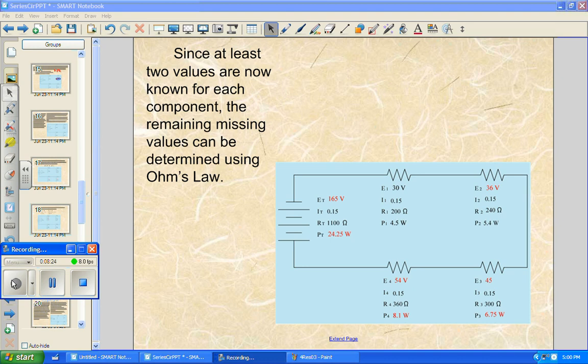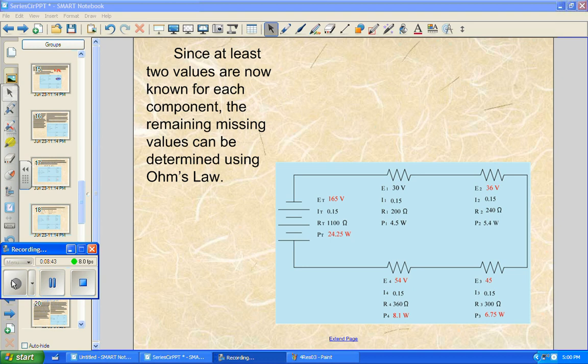And in our last one, we have 0.15 amps and 360 ohms. We multiply those together, we get 54 volts. We multiply 54 volts times 0.15, and we'll find that we have 8.1 watts. Now, we can add up.